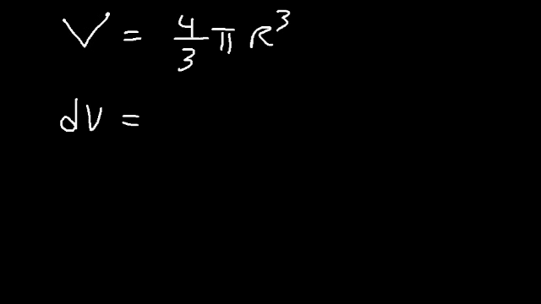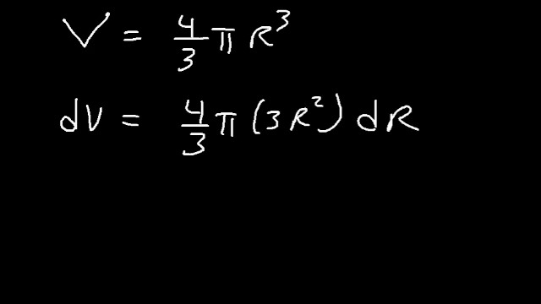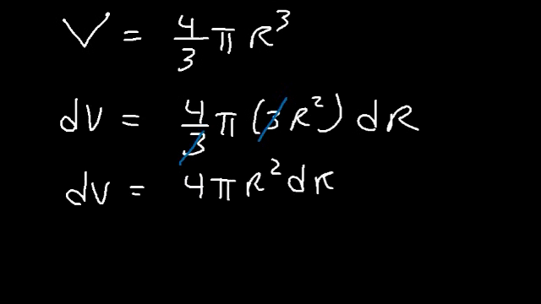Let's try another example. Let's say the volume of a sphere is 4/3 pi r cubed. Find the differential of the function. So the derivative of v is 1 times dv, and the derivative of r cubed is 3r squared times dr. So we can cancel 3 if we want. So dv is equal to 4 pi r squared dr. So this is the answer.